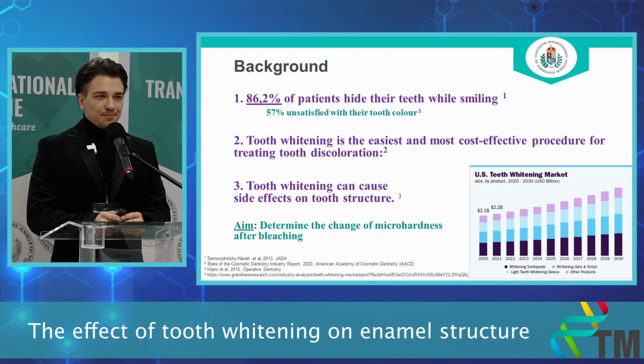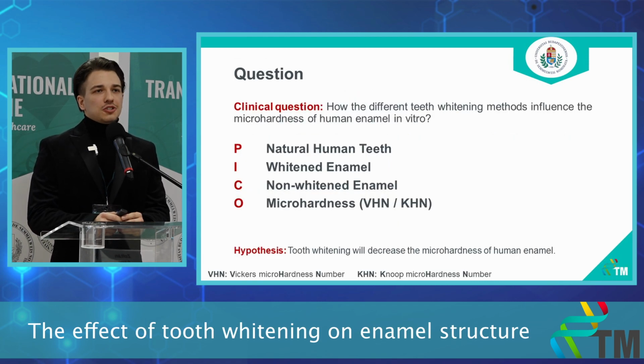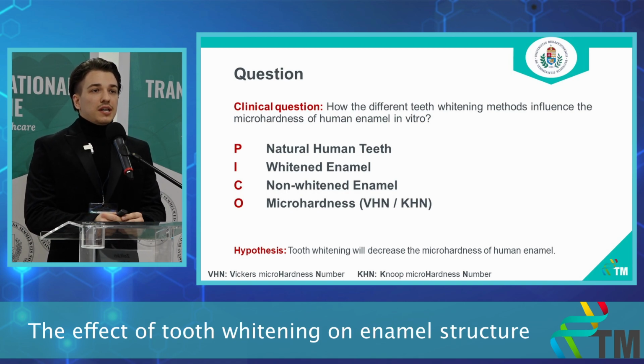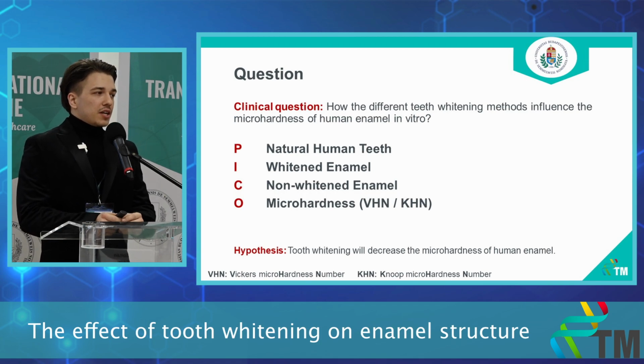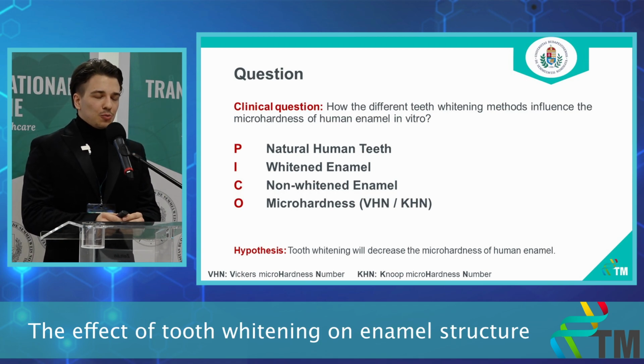do this treatment. Which leads to my clinical question: how do different teeth whitening methods influence the microhardness of human enamel in vitro? My outcome is microhardness, which is measured by Vickers microhardness number or Knoop microhardness number. My hypothesis is that tooth whitening will decrease the microhardness of human enamel.